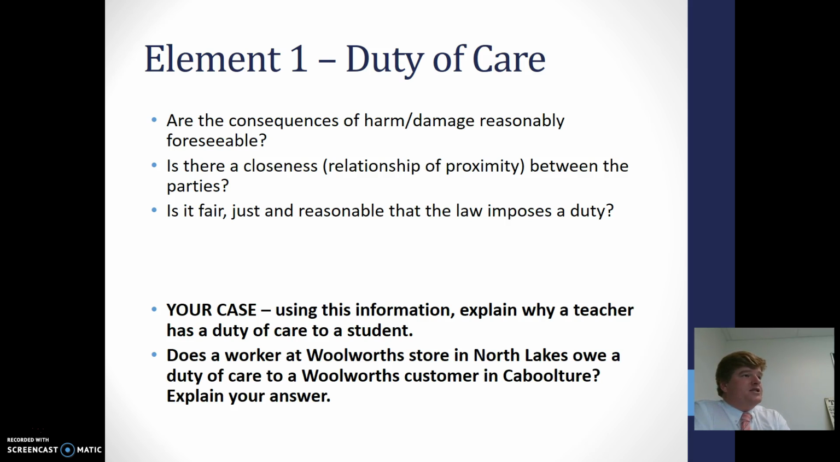So let's throw the hypothetical case here around a teacher and a wobbly fan in the classroom. So let's say I've got a wobbly fan in this classroom and I still sit students underneath it. Are the consequences of harm reasonably foreseeable? I'd say, yeah, if you know that a fan's not working properly, and if the fan falls, it's going to hit someone pretty hard, that's pretty foreseeable.